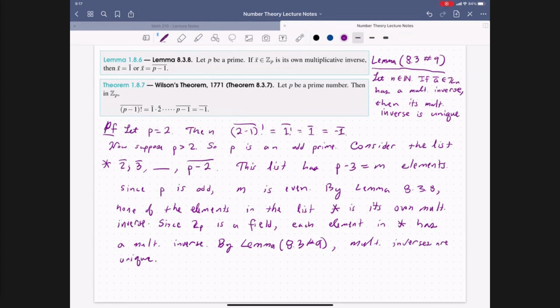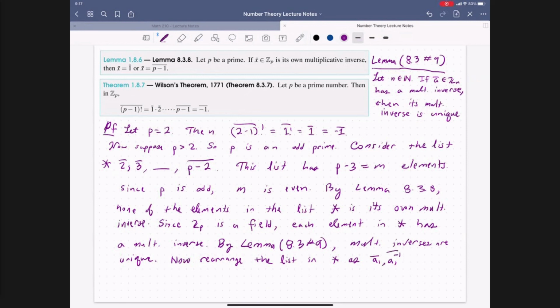Now, what we are going to do is rearrange the list in star as the following. We're going to start off with A1 bar, and we can choose A1 bar to be 2 bar. And then the next element in the list is going to be A1 inverse.